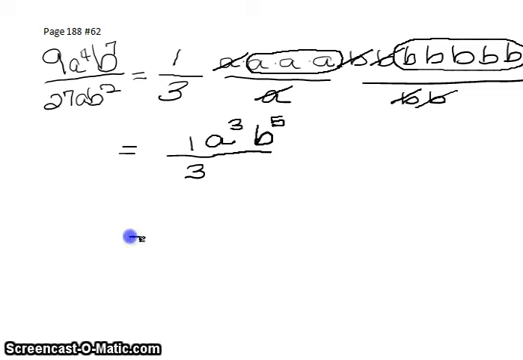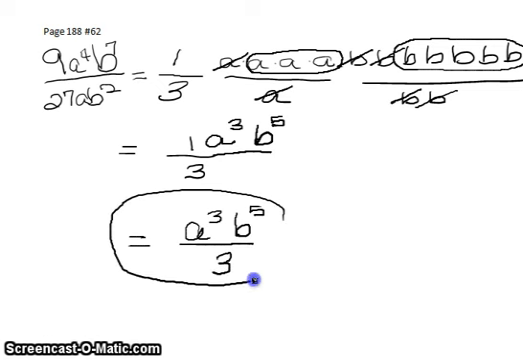If I want to make it a little bit neater, I won't write that 1, and I'll just write A cubed B to the 5th over 3, which is how you will probably see it in your textbook. And that's the end of that one.